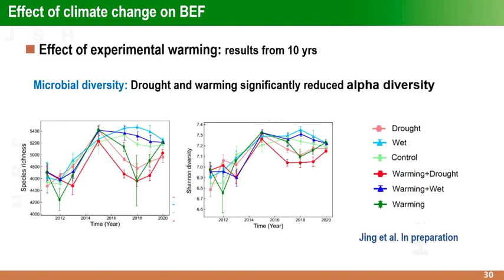In addition, we also studied the microbial diversity. The general pattern is from 2011 to 2020, about 10 years. We observed that at the beginning, even in the control, there are changes, but the pattern is that warming, drought, and warming and drought decrease soil microbial diversity.